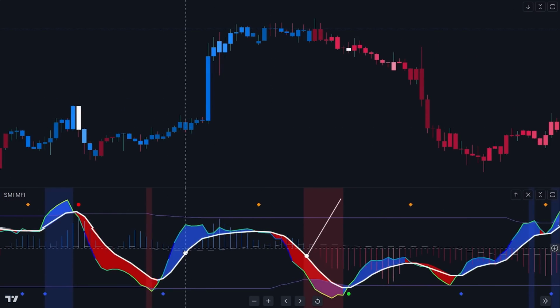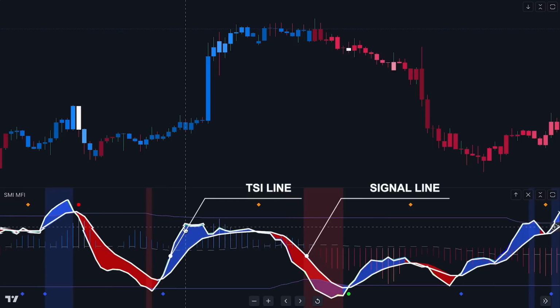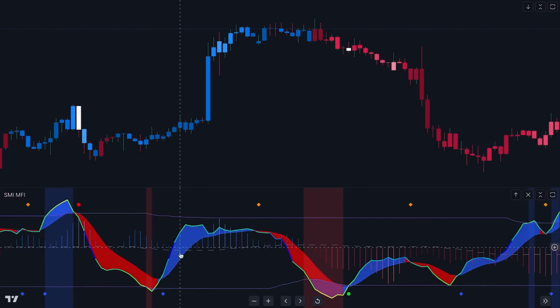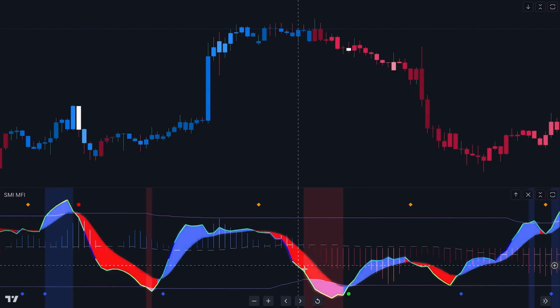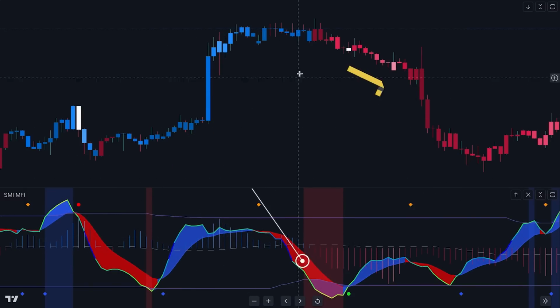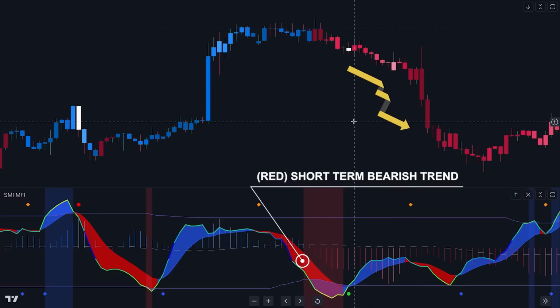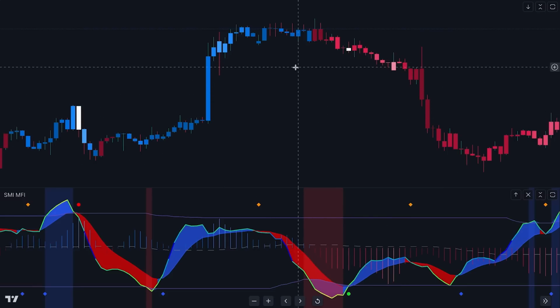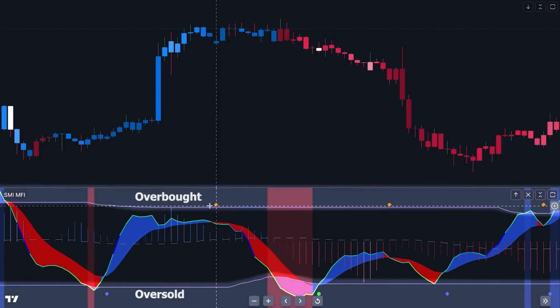First, we have the signal line and the TSI line, or True Strength Index. The area between these two lines is shaded to help predict trends. Typically, when the color is blue, this indicates that a short-term bullish trend is likely, and when red, this indicates a short-term bearish trend is likely to form. These lines trade between these dynamic overbought and oversold levels.